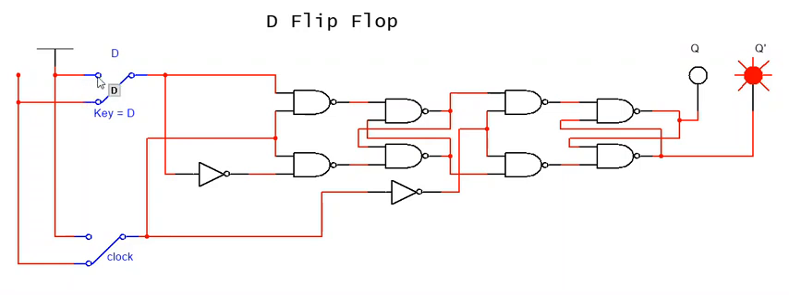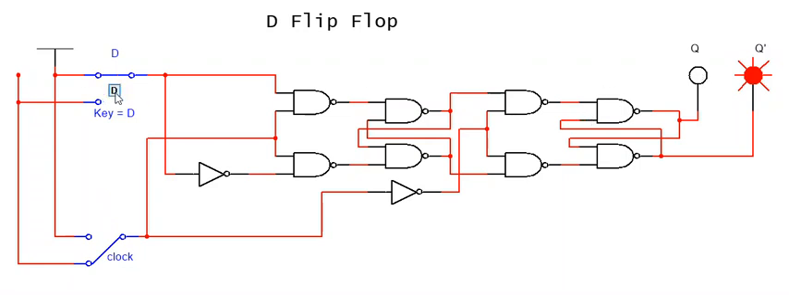So if data is a 1, I get a 1. If data is a 0, I get a 0. Of course, it does not happen until the clock pulse. In this case, this is a negative edge triggered device. So when I flip the clock from a 1 to a 0, that's when the output changes.